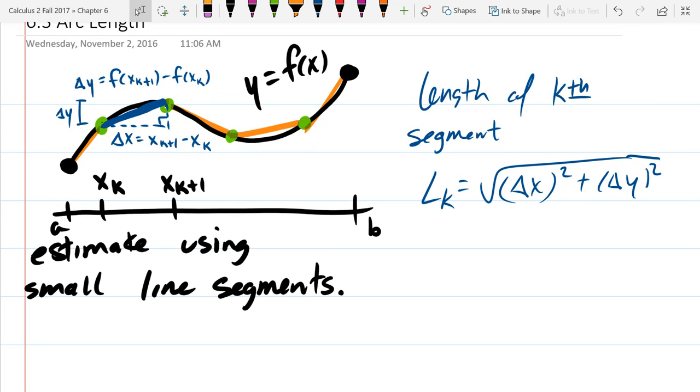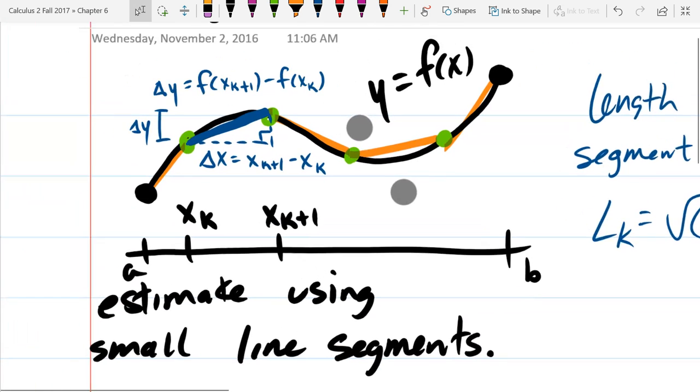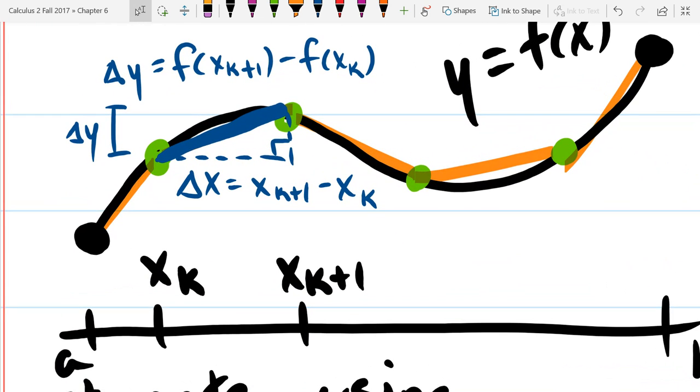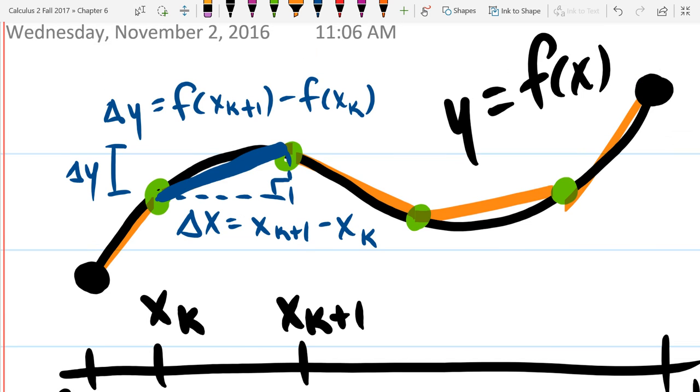So there are a few different ways we can write this down, estimating these. I'm going to use an estimate for delta y instead of this version.